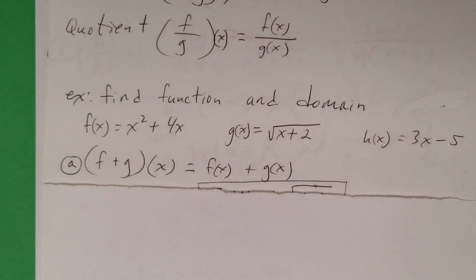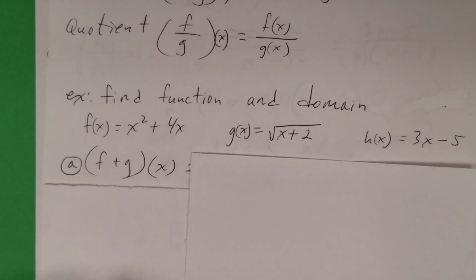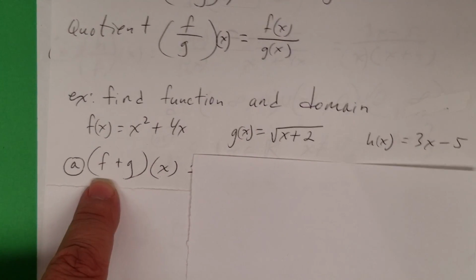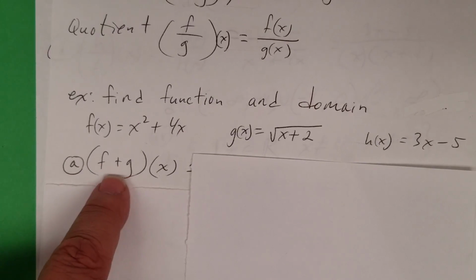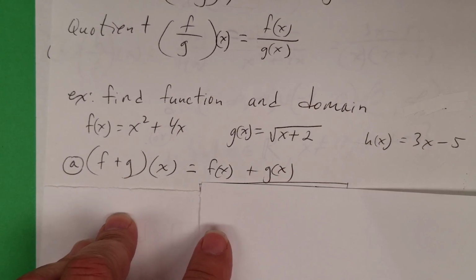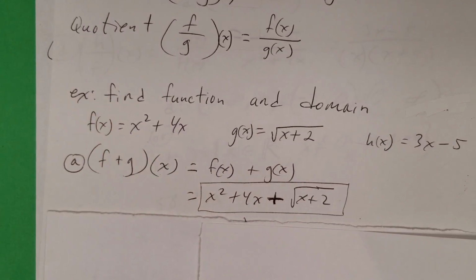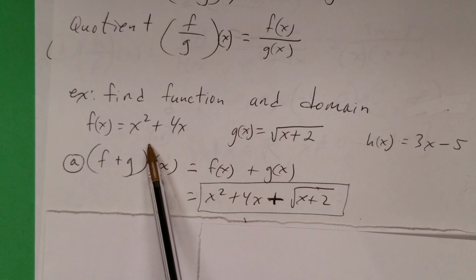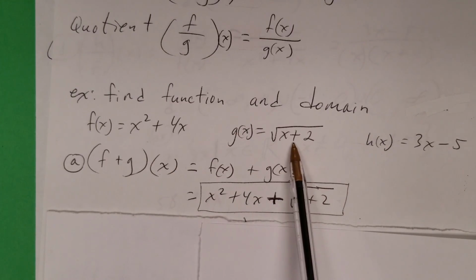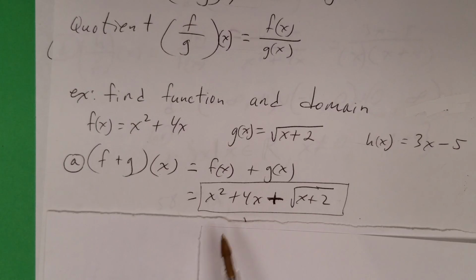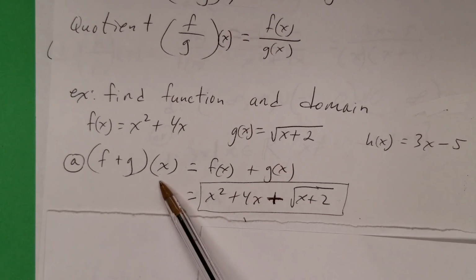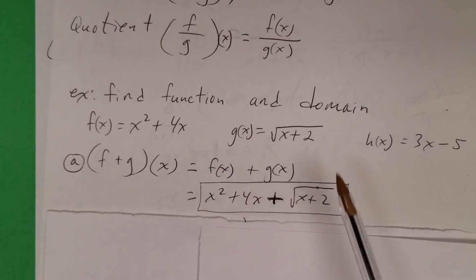Can you find f plus g of x? See, now you're supposed to know what that means. That means you take the two functions and add them, side by side. So f of x is x squared plus 4x, right? g of x is square root x plus 2, so you just add them. Now before you leave, you should try and simplify if possible, but as you can see in our answer here, nothing can be simplified, so we're done. This is our new function. We found f plus g of x.